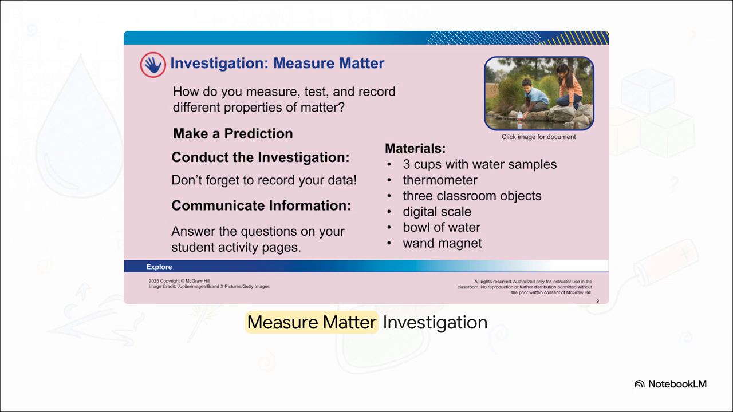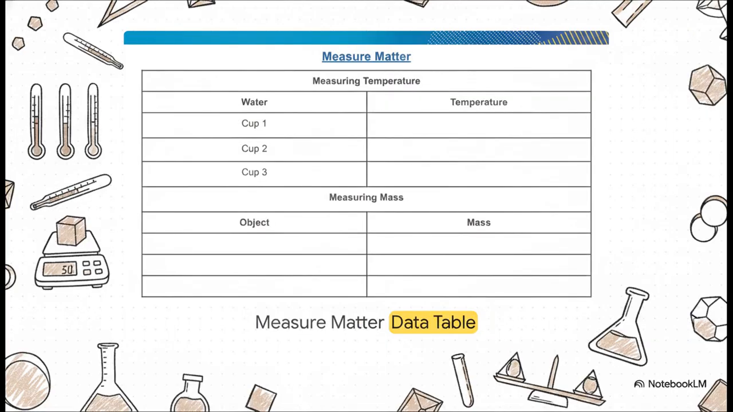For this setup, you're going to need 3 cups with different water samples, a thermometer, a digital scale, a bowl of water for testing sinking and floating, a wand magnet, and 3 basic classroom objects per group. This is where they truly become scientists. And this brilliantly illustrates how they track their findings using the Measure Matter data table. As the teacher, you're just going to circulate and make sure they're accurately reading those thermometers and the digital scale and properly recording their data.